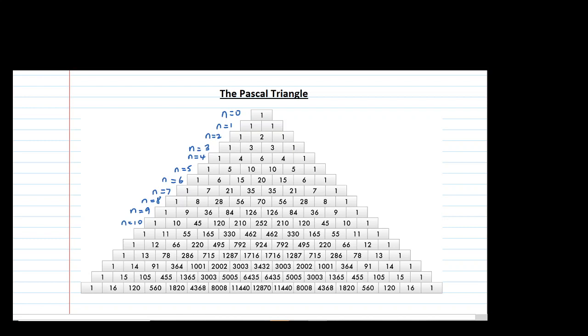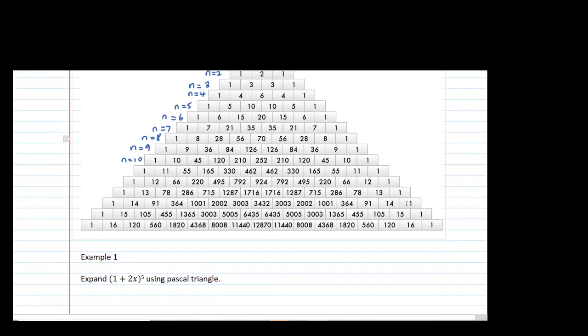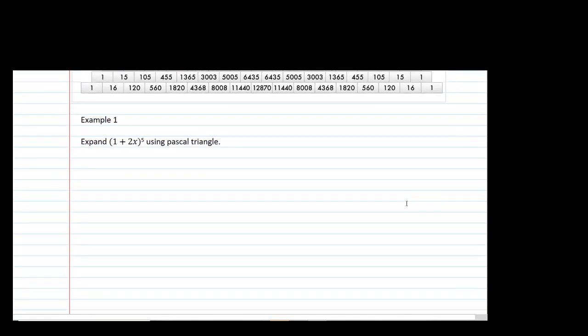So as you can see, the triangle has a very distinct pattern here. You always start with 1, and you always end with 1, while the terms in the middle will be the addition of the two previous terms on top of it. So let's look at an example. It's easier to learn with an example.